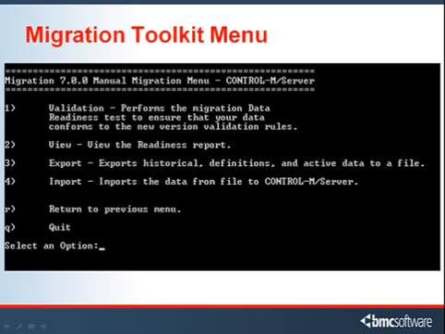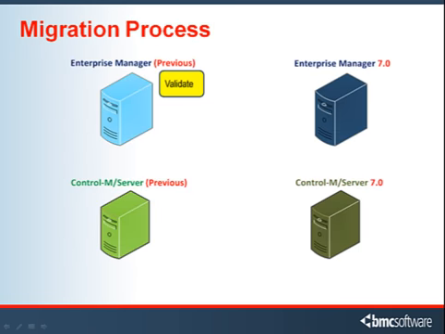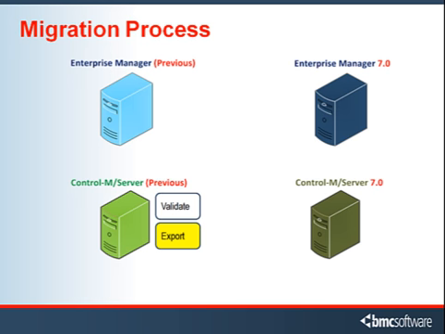The Migration Toolkit main menu looks like this, and it has the options to validate, export, and import. The first step you'll need to do is to validate, which runs through your data and makes sure that it's ready to export and import into the new environment. So the process will look like this. First on your EM, you'll validate the data, export the data, move the file over to the new environment, and import the data. The Control-M server process is exactly the same. Validate the data, export the data, move the file over, and then import the data.